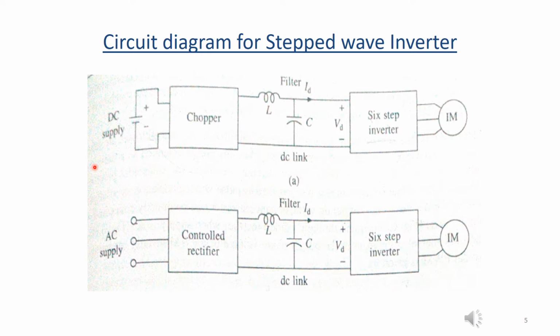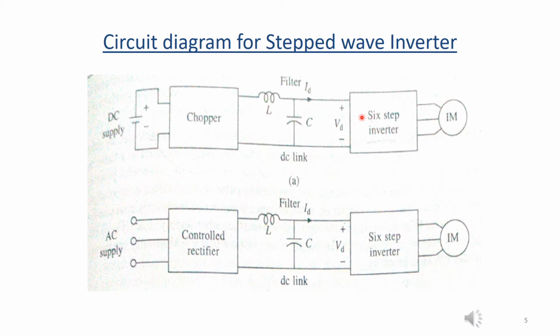This circuit diagram shows the configurations for the step-down inverter feeding the induction motor. The first one is a chopper based one. If supply is DC, that can be given to a chopper. By controlling the duty ratio of the chopper, we control the output voltage here. This output voltage of the chopper is given to an LC filter, that gives VD, which is given to our step-down inverter, and that stepped wave inverter is feeding the induction motor.